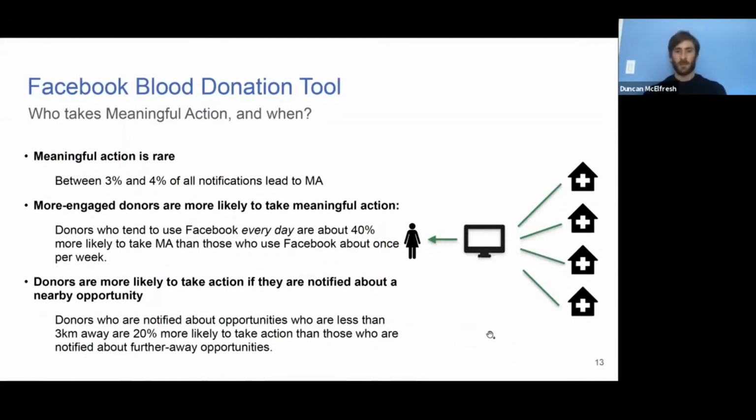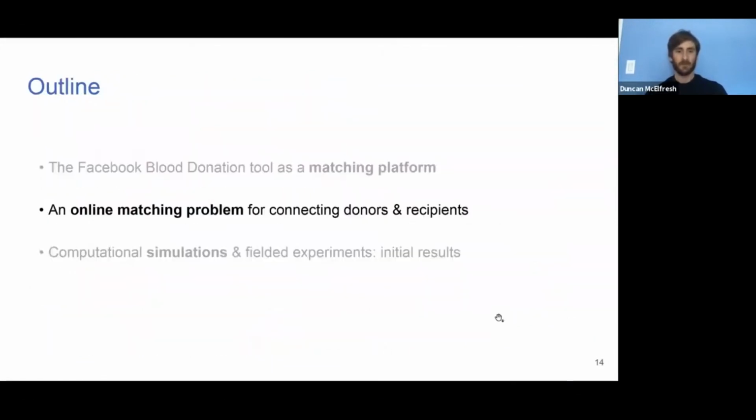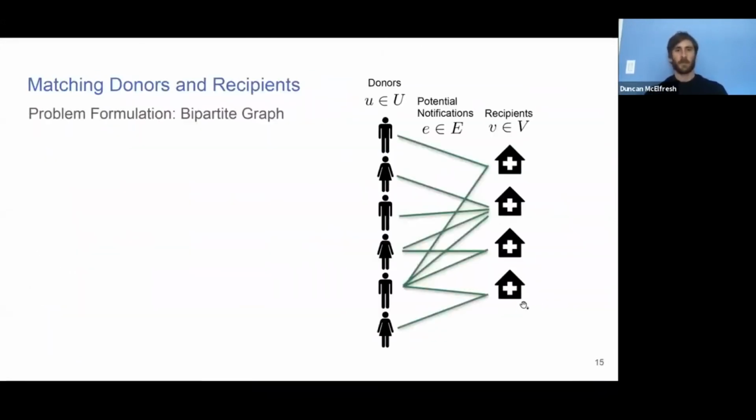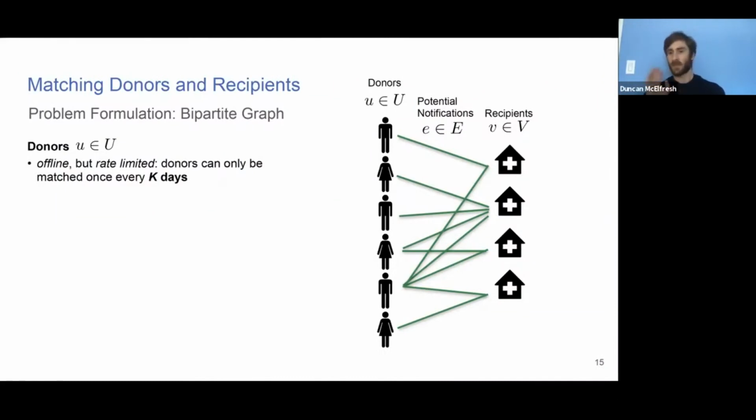Okay, so I'm going to move away now from the donation tool and talk about this as a matching problem. So we're going to think about this as a bipartite graph, where on one side we have our donors, and I'm going to say that these donors are offline, which means that they never depart the system, but we're going to be limited in how often we can notify them, how often we can match them. We're going to say that we can match them once every K days.